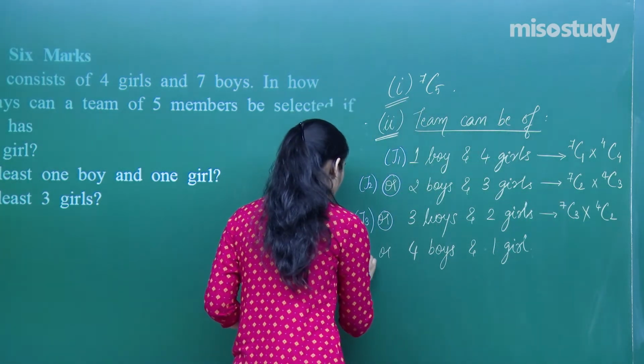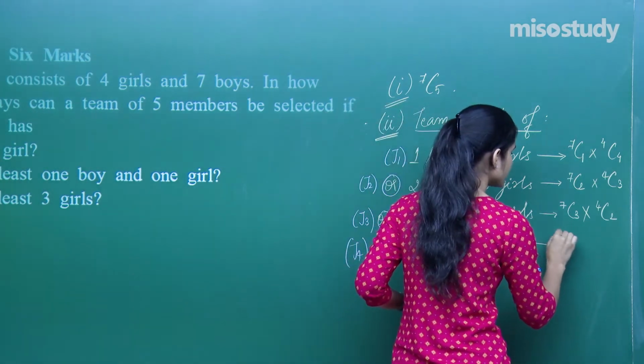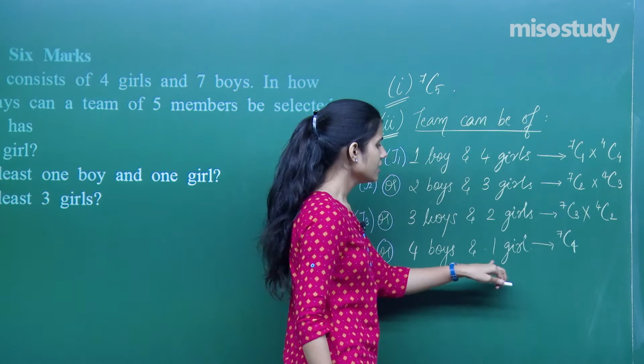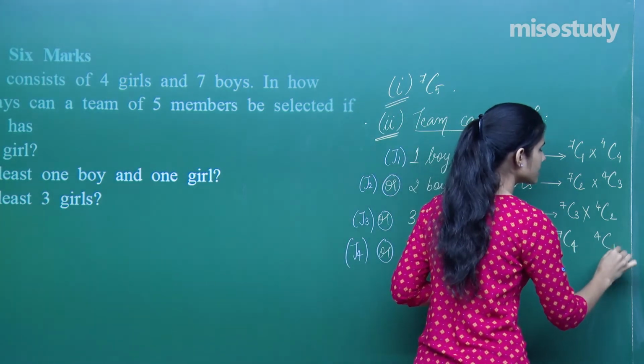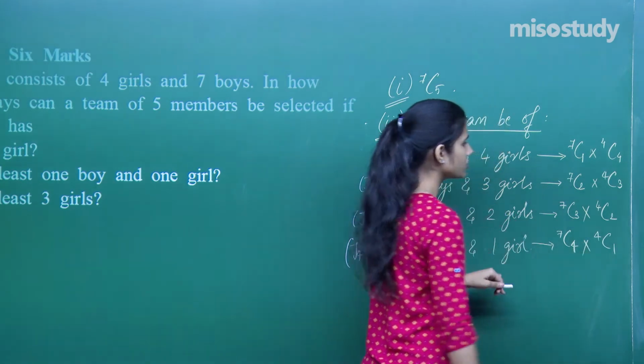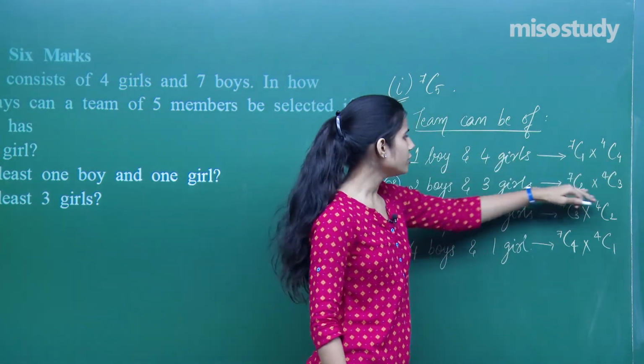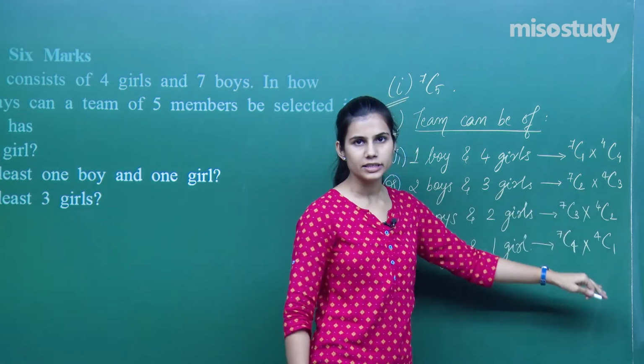Last we have job 4. 4 boys out of available 7 boys can be chosen in 7C4 ways. 1 girl out of available 4 girls can be chosen in 4C1 ways. So 4 boys and 1 girl can be chosen in these many ways. Now job 1 can be done in these many ways, job 2 in these many, job 3 in these many, job 4 in these many.